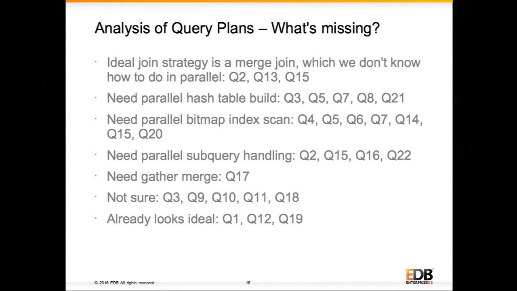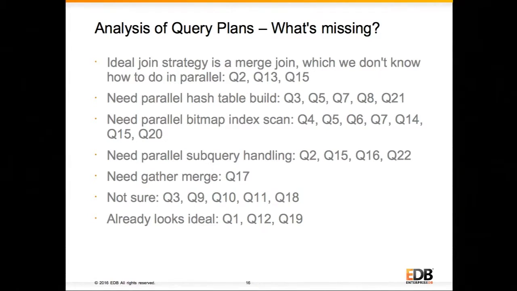I did a quick analysis of the query plans for these queries to find out what caused the query not to speed up as much as we might have liked. There were three queries where the ideal join strategy is a merge join. We can't do merge joins in parallel, so those queries suffered because of that. There were five queries where we needed a parallel hash table build, because we were actually building a hash table on a very large table over and over again, and that wasn't great. There were 7 queries that wanted a parallel bitmap heap scan. So that seems like a really important thing to try to get for the next release.